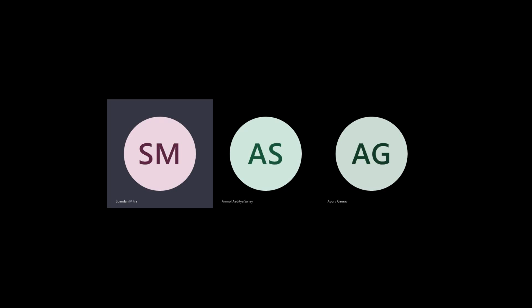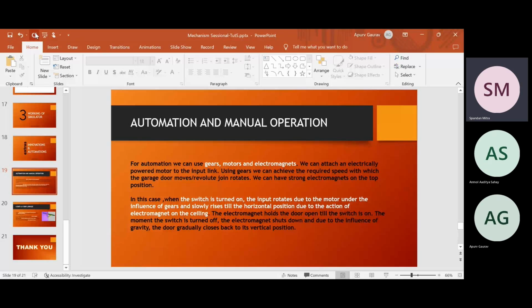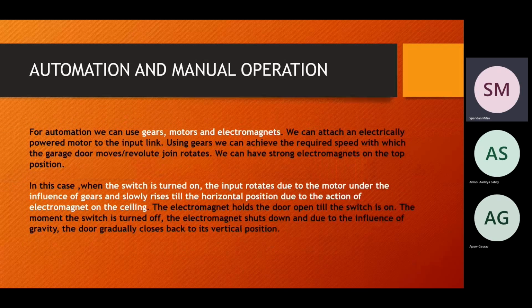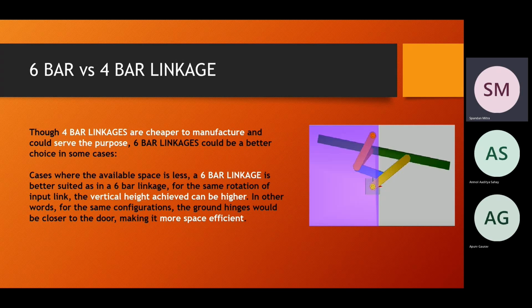In the next part, we will be talking about innovations and automations. For automation, we can use gears, motors, and electromagnets, where we can attach an electrically powered motor to the input link. Using gears, we can achieve the required speed with which the garage door moves and rotates. We can have strong electromagnets at the top position, so that when the switch is turned on, the input link rotates under the motor through the gears and slowly rises to the horizontal position, where the electromagnet on the ceiling holds the door as long as the switch is on.